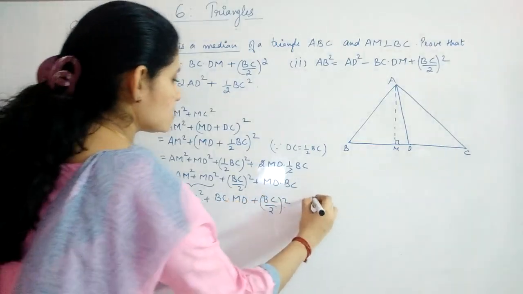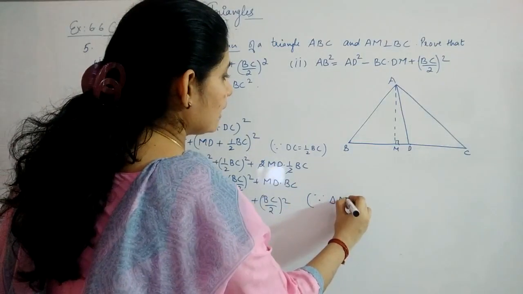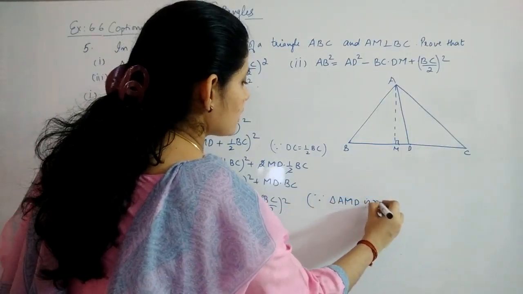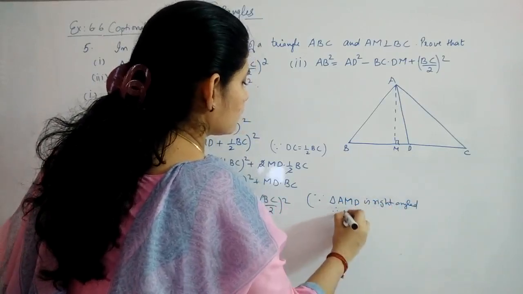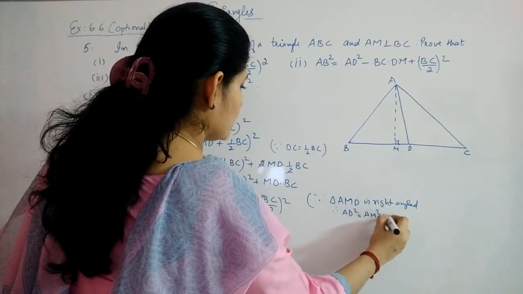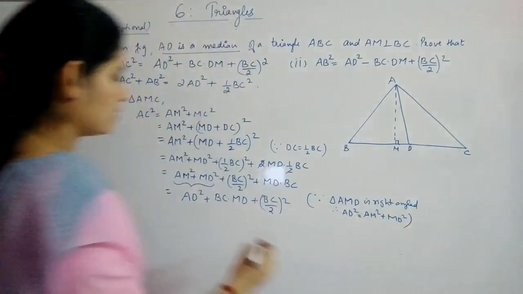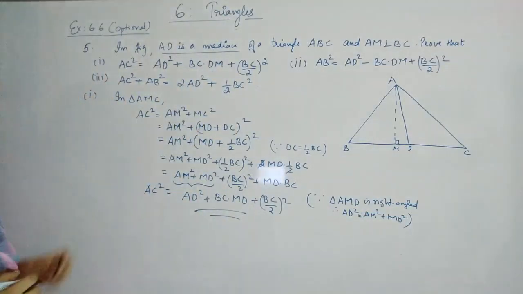And the reason for this is, since triangle AMD is right angled, therefore AD square is equal to AM square plus MD square. So you got AC square is equal to the required expression; the first part is done.